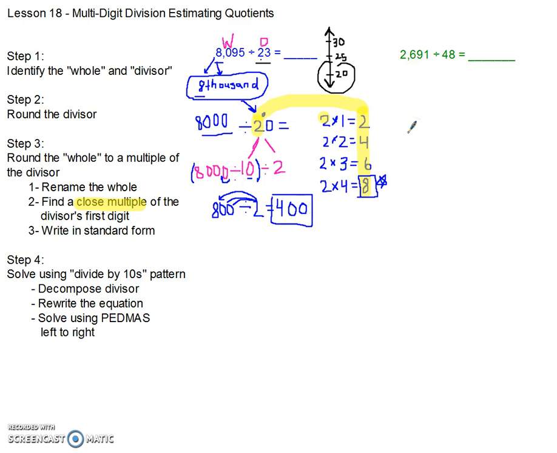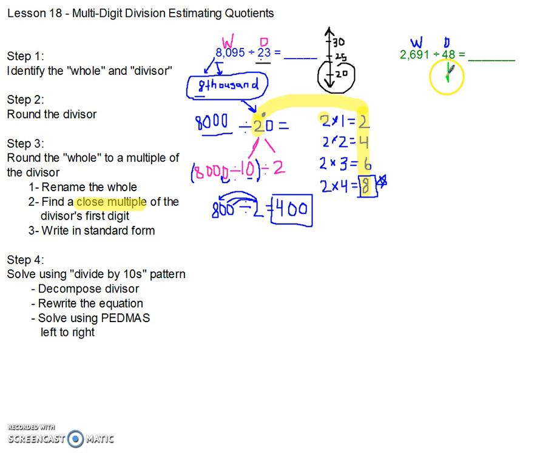All right, so let's try this with another equation. 2,691 divided by 48. First, we want to identify the whole and the divisor. My whole is that big number that we're dividing into a certain amount of groups. So my whole is 2,691, and we're dividing it into 48, or my divisor. Next, we want to round our divisor.